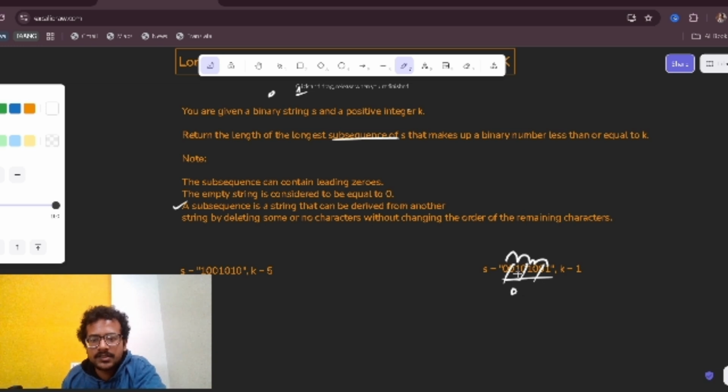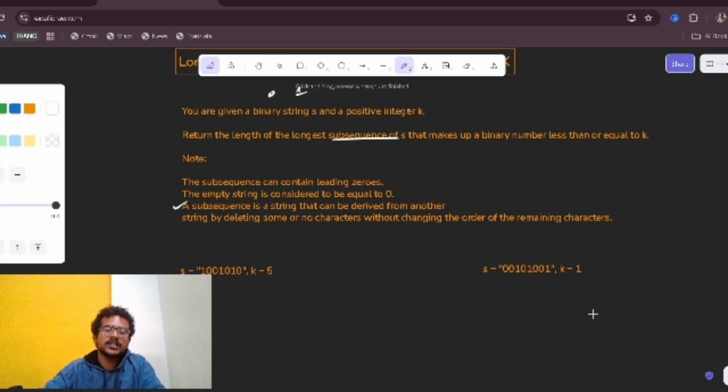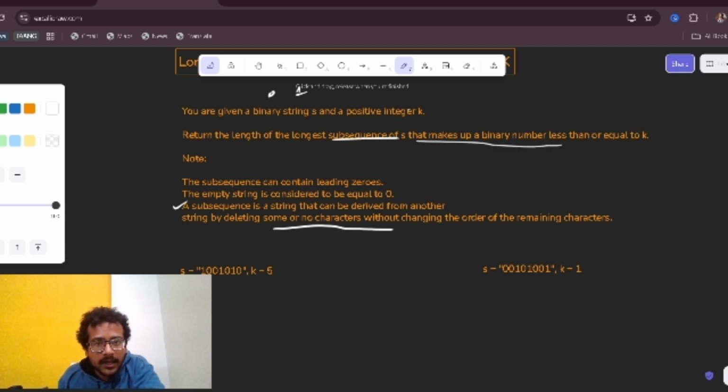Like here, I have just deleted 0, 0 and another 0. So 0, 1, 1, 0, 1 will be my subsequence. That means I am not changing the order, if you see. So without changing the order and by deleting some or no characters, we are not changing the order of the remaining characters. Now that makes up a binary number.